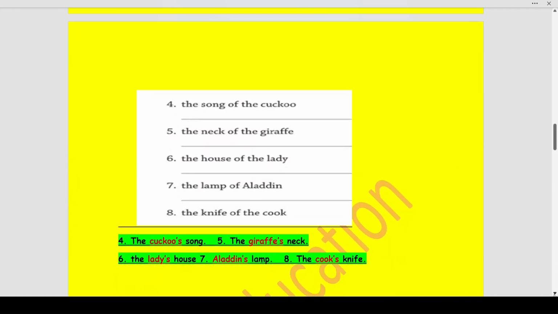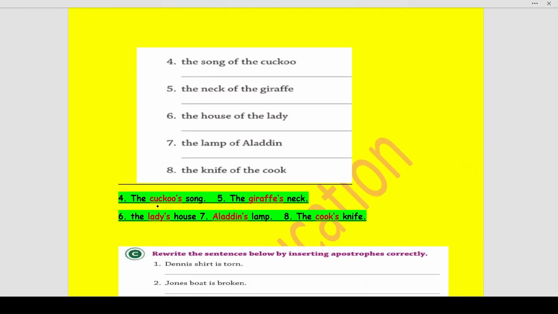Now, the song of the cuckoo, the cuckoo's song. The cuckoo is a singular noun, therefore, followed by apostrophe S. The neck of the giraffe, the giraffe's neck. This is also a singular noun, therefore, it is followed by apostrophe S to show possession. The house of the lady, the lady's house. The lady is a singular noun, therefore, it will just be followed by apostrophe S. The lamp of Aladdin. Aladdin's lamp. The name Aladdin is a singular noun, therefore it will be followed by apostrophe S to show possessive noun.